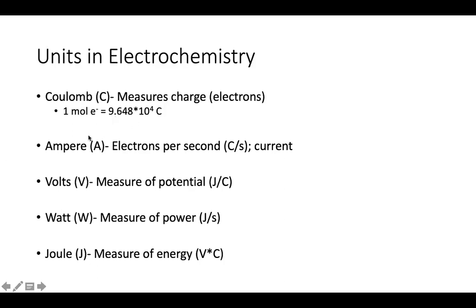I would say the biggest takeaway from all these different units in electrochemistry is the actual units that they're equivalent to, right? So understanding ampere is coulombs per second. Volts is joules per coulomb. Watts is joules per second. Joules is volts times coulombs. I think by doing unit analysis in these problems, that's really the best way to go about these.